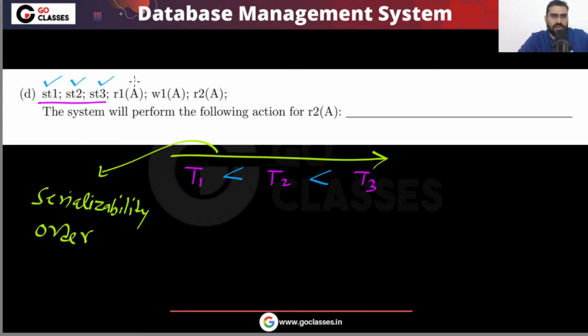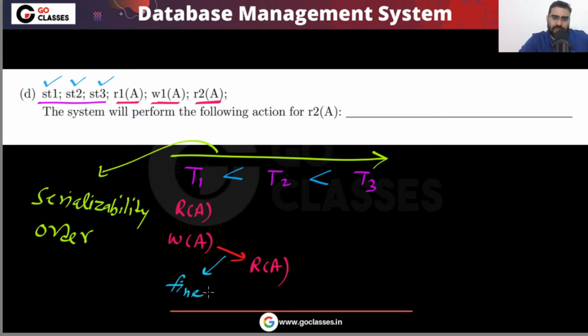Now this is reading item A. Then this is writing item A. Then this is writing item A. Then this is reading item A. This is perfectly fine. There is no problem. So this operation will be simply allowed. What action will be taken for this operation? It will be simply allowed. Okay, let's see the next question.